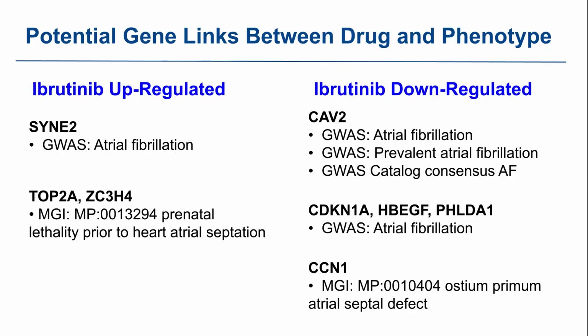As a result of the workflow, we have identified common genes that are either upregulated or downregulated by the drug ibrutinib, and these genes are also associated with MGI mammalian phenotype ontology and GWAS catalog linked to atrial fibrillation. This discovery holds the potential to enhance our understanding of the underlying mechanisms connecting the drug ibrutinib and the condition of atrial fibrillation.